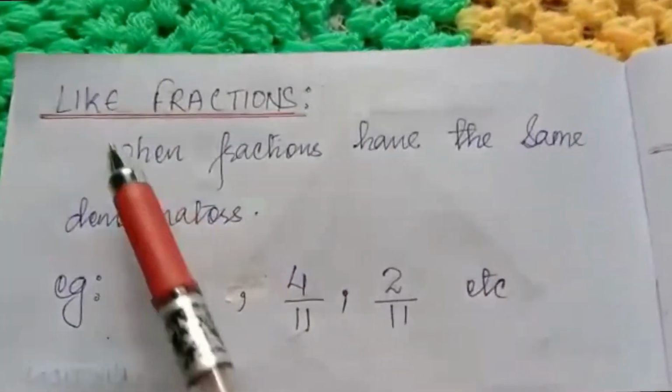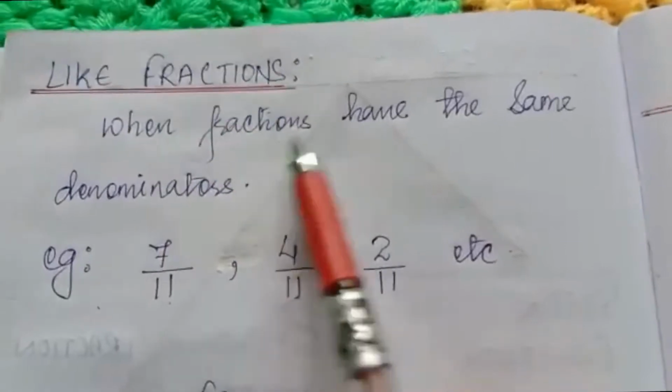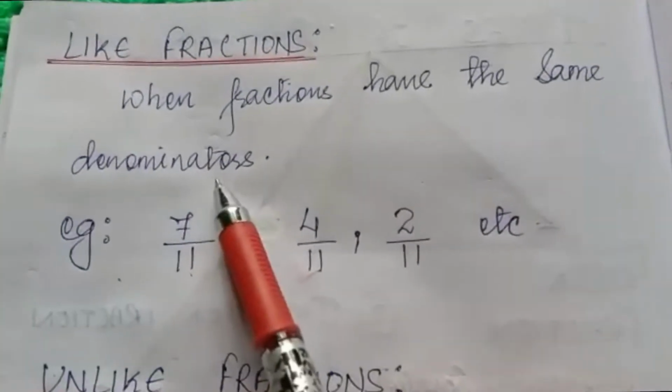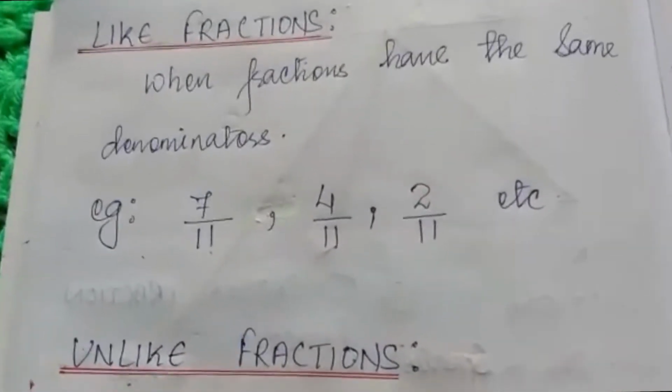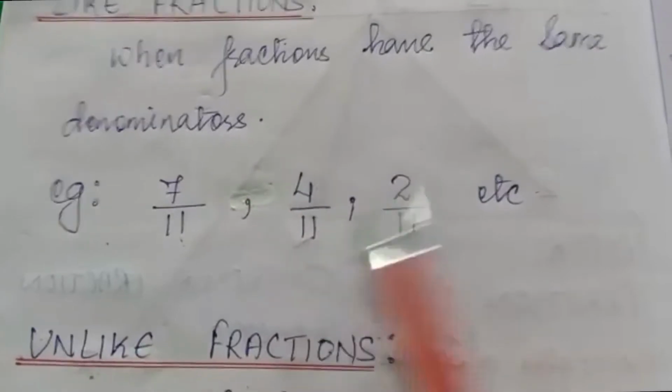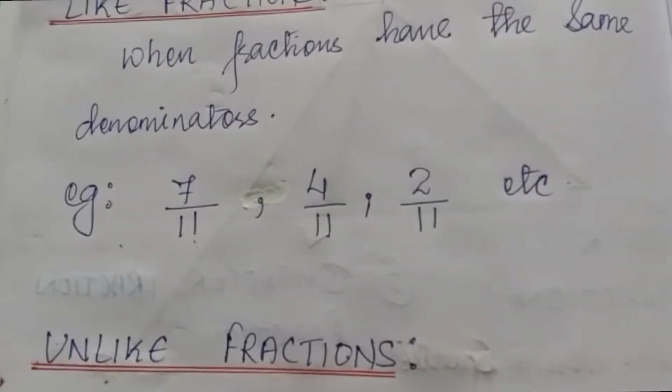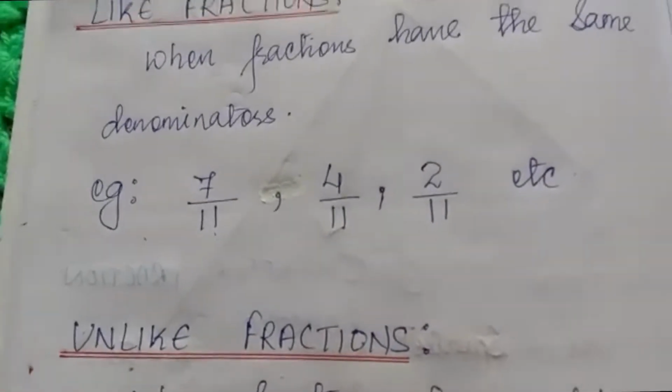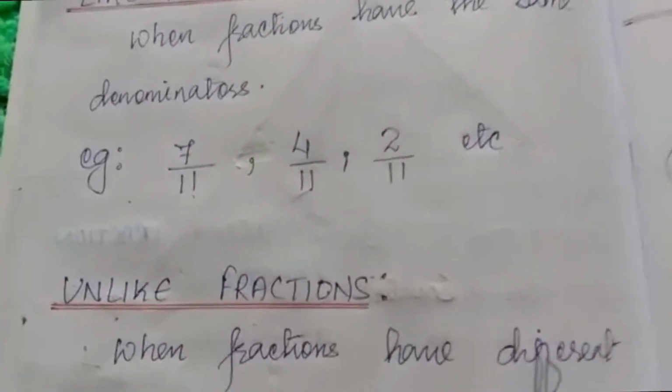We have some more types of fraction, like fractions. When different fractions have the same denominator, they are called like fractions. See here, 7 by 11, 4 by 11, 2 by 11. So here denominator is 11. So these types of fraction are called like fractions.